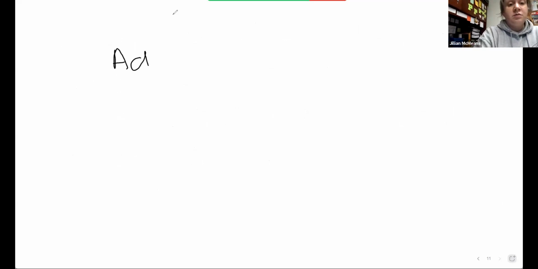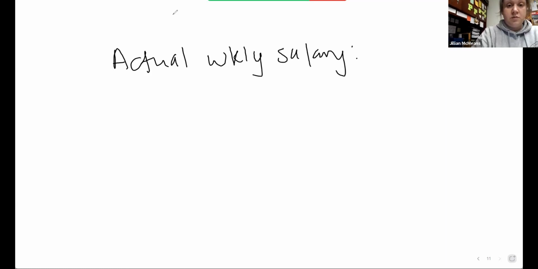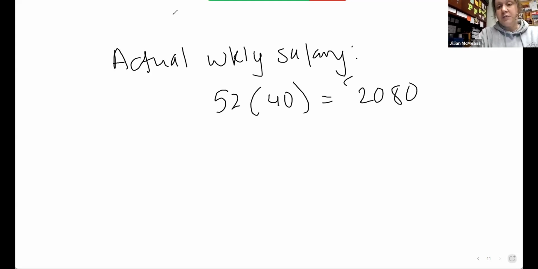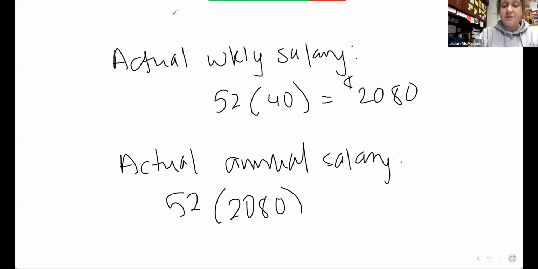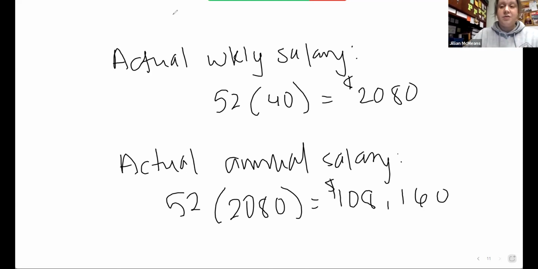So the actual weekly salary would be $52 an hour times 40 hours a week, which would give us $2,080 per week. The actual annual salary would be, well, there are 52 weeks in the year. Each of those weeks, this particular employee is making $2,080. Trust the math here. I used a calculator. So this particular employee would be making $108,160. So the question is, was the previous estimate a good estimate or not?